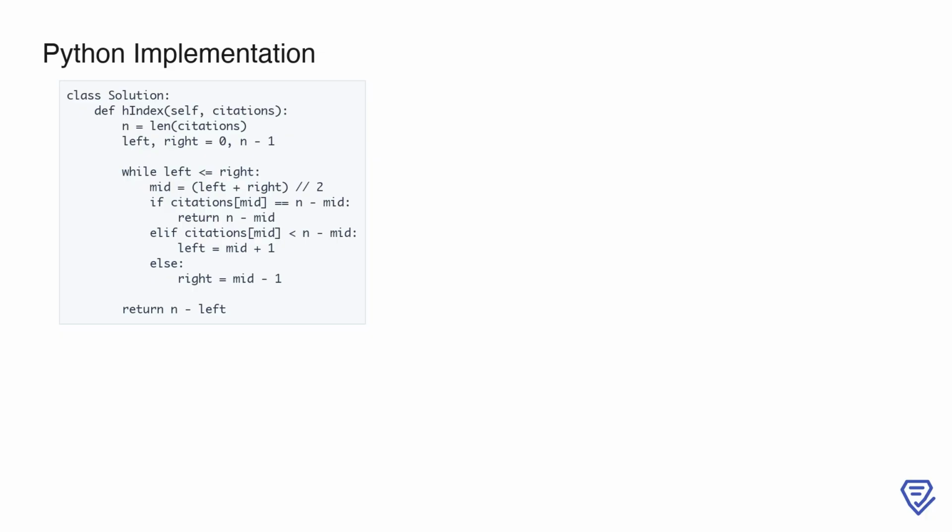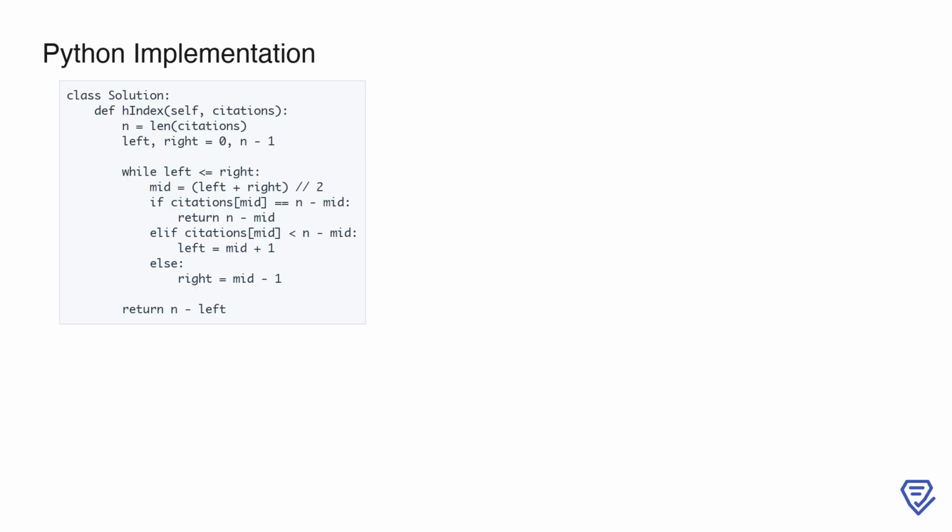2. Binary search loop. The algorithm enters a loop that continues as long as left is less than or equal to right. This ensures we explore all potential candidates for the h-index. 3. Midpoint calculation. At each iteration, the midpoint index mid is calculated. This divides the search space into 2 halves. 4. Comparison. If citations[mid] equals n - mid, it means that there are exactly n - mid papers with at least n - mid citations. This satisfies the definition of the h-index, so we return n - mid.